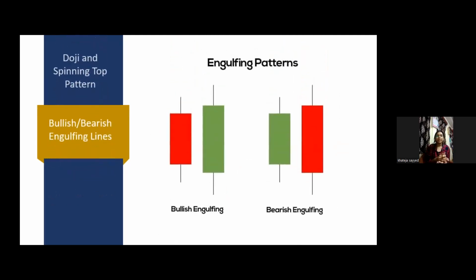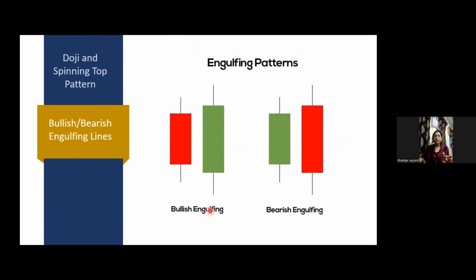The bullish and bearish engulfing lines. Think of a wave, a bigger wave engulfing a smaller wave in the ocean. Similar to that, in the engulfing pattern, a bigger candle wraps around a smaller one, like a bigger wave engulfing a smaller one. The green candle engulfs the red one.